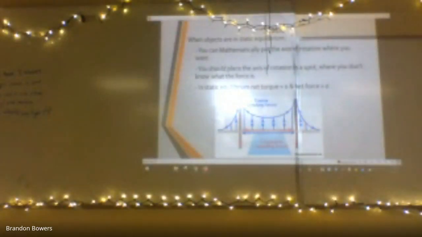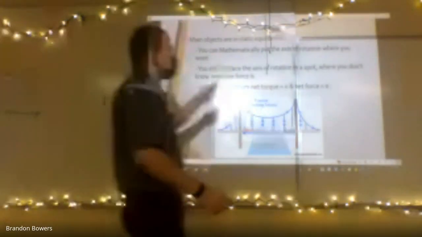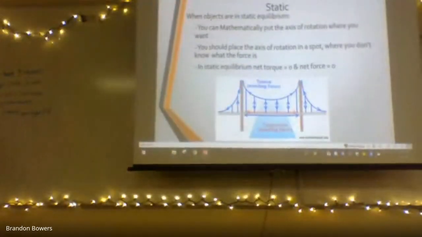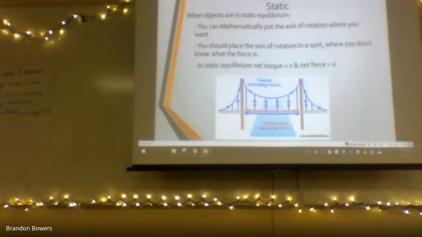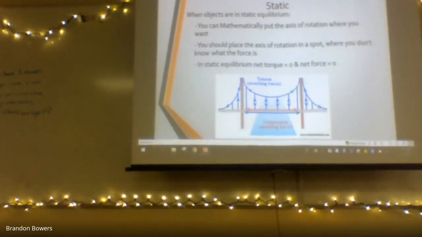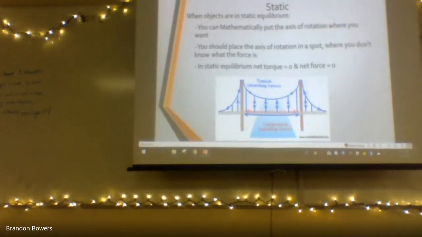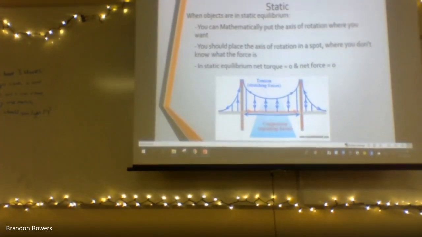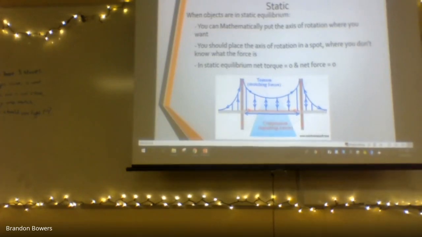All right. So, static. I'll pull this down for the time being so you can see that. When objects are in static equilibrium, the biggest thing I want you guys to take away: all the torque, the net torque, I should say, is going to be 0. The net force is 0. That's it. That's what I want you to know. The net torque, the net force, all going to be equal to 0. Okay?